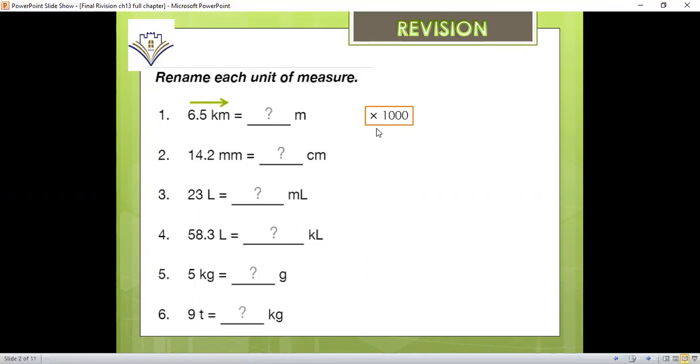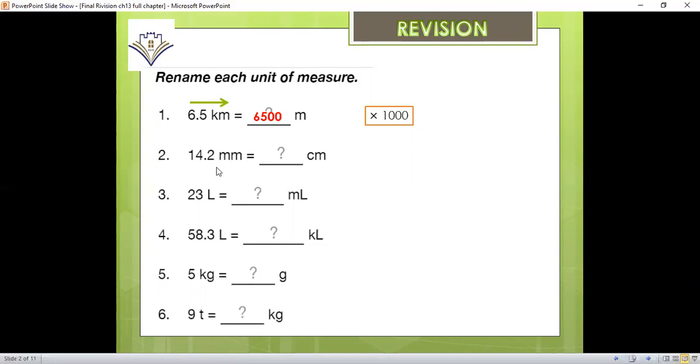Then we move it how many places according to the number of zeros. We have here 3 zeros. Then we will move the decimal point 3 places: 1, and then put 0, and then put 0. Then the answer is 6500.